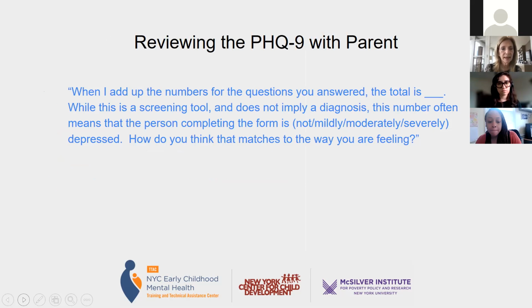Okay, next slide. And again, you can say to a parent, when I add up the numbers for the questions you answered, we'll say the total is 9. While this is a screening tool and it doesn't imply a diagnosis, this number sometimes means that the person is experiencing mild feelings of depression. How do you think that matches the way you're feeling? So check in with the parent about whether the score matches their own self-assessment.